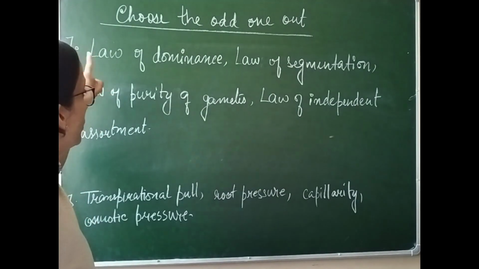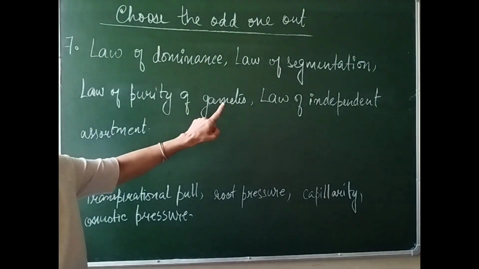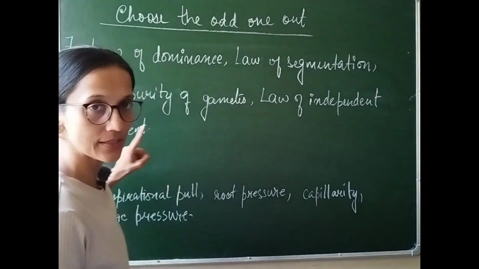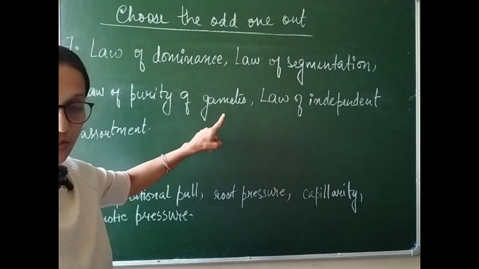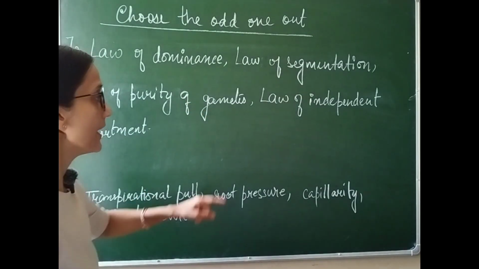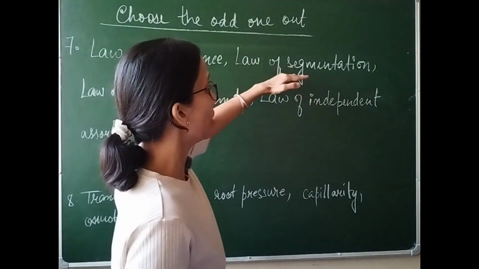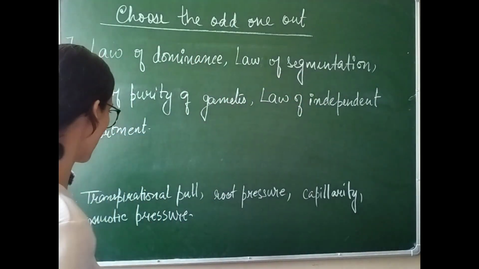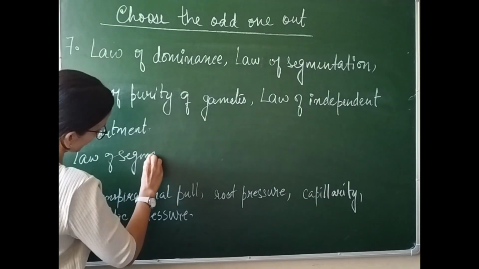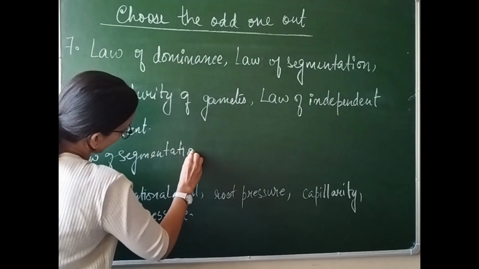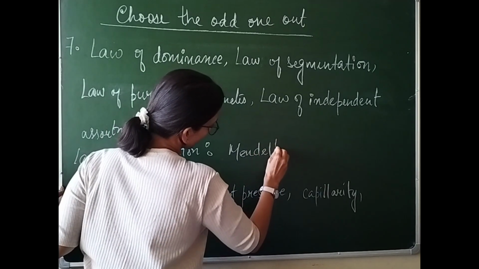Question number 7: law of dominance, law of segmentation, law of purity of gametes and law of independent assortment. Law of dominance, law of purity of gametes, which we also call law of segregation, and law of independent assortment, they are all Mendel's laws, but law of segmentation is not Mendel's law. So we will write law of segmentation, and then you will write Mendel's laws.